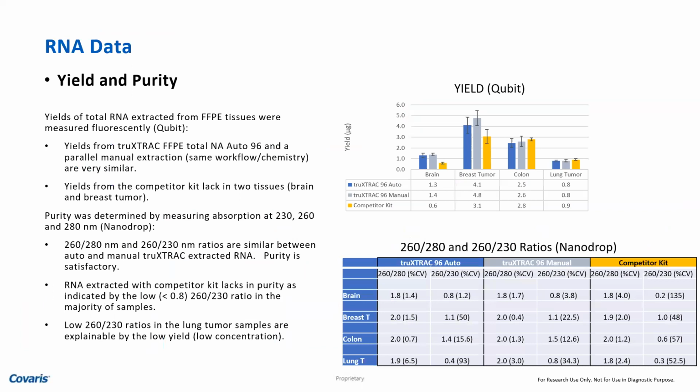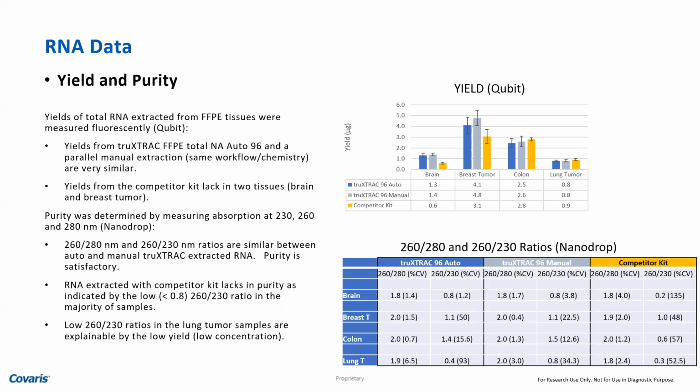So how does the data look? For the RNA data, we look into multiple factors. First and foremost, it's the yield and purity of the RNA. It's very vulnerable as an analyte. For those of you who work with RNA, you would know it is an extremely vulnerable and unstable analyte. So you look into the 260-280 ratios and the 260-230 ratios.